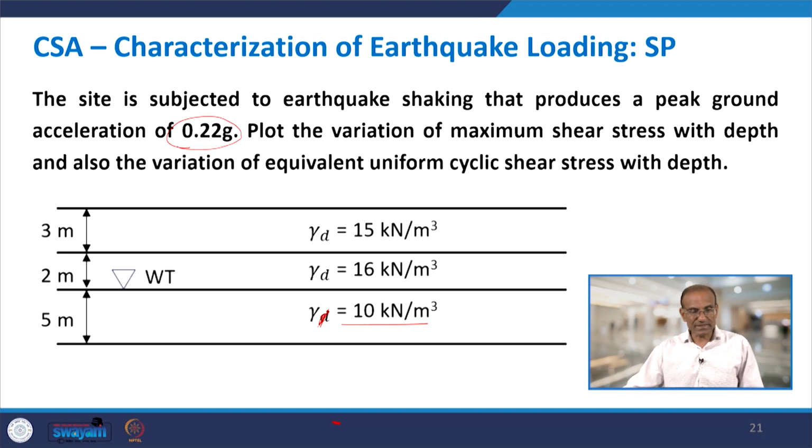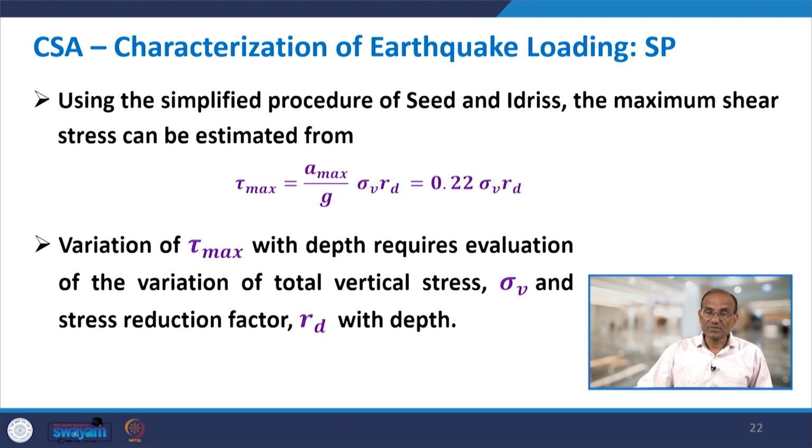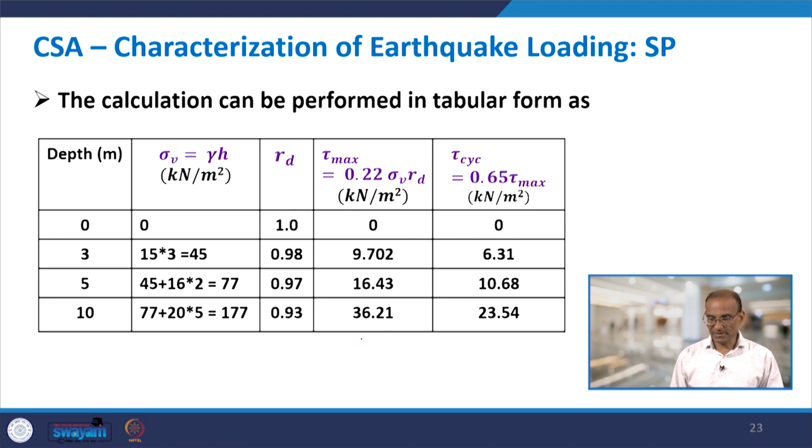So, coming to this data, using the simplified procedure of Seed and Idriss, the maximum shear stress can be estimated from the relation tau max equal to a max by g, sigma V into rd, where a max by g is given to you as 0.22. Using this relation, you need sigma V and the rd reduction factor. The variation of tau max with depth requires evaluation of the variation of vertical stress and rd, which has been done in the table here.